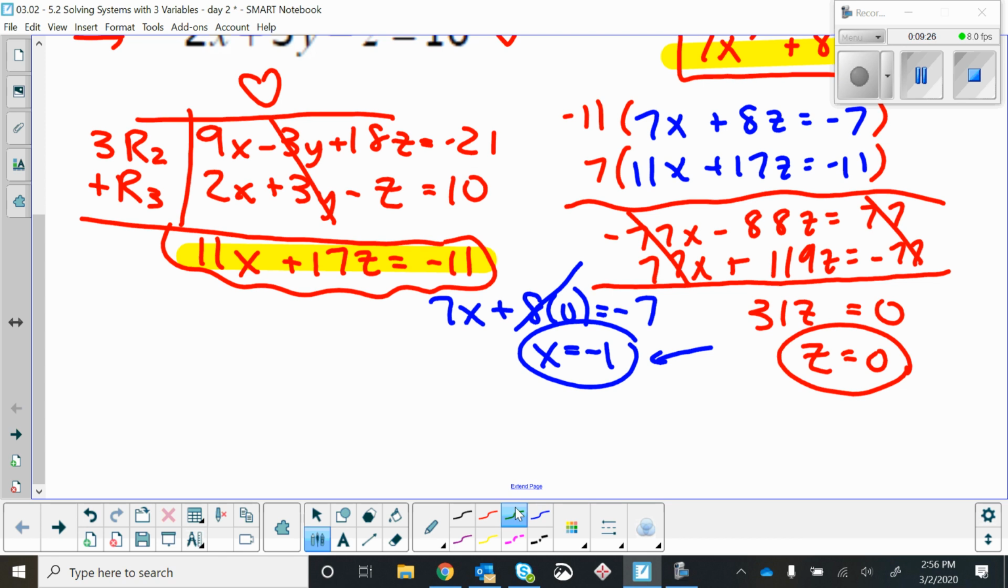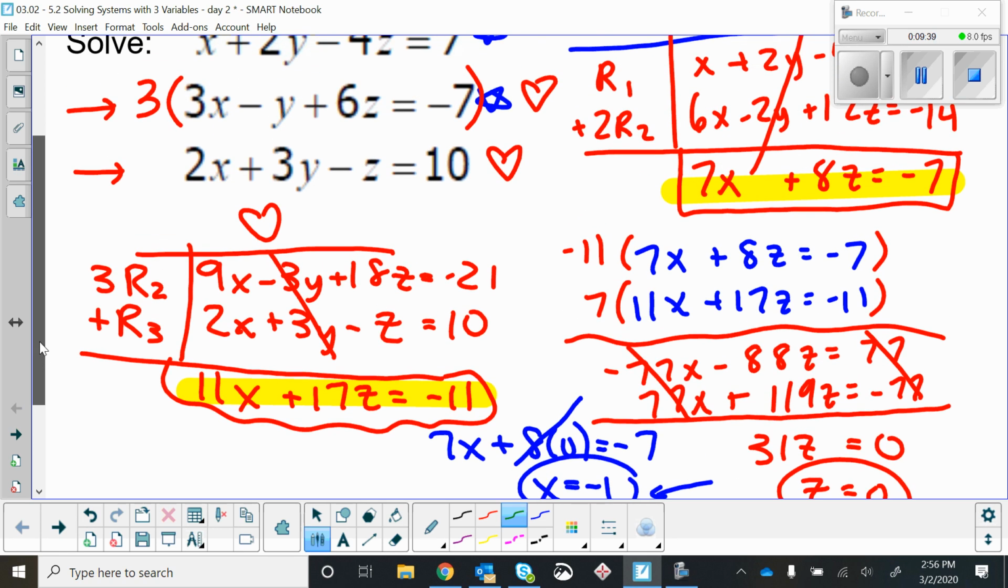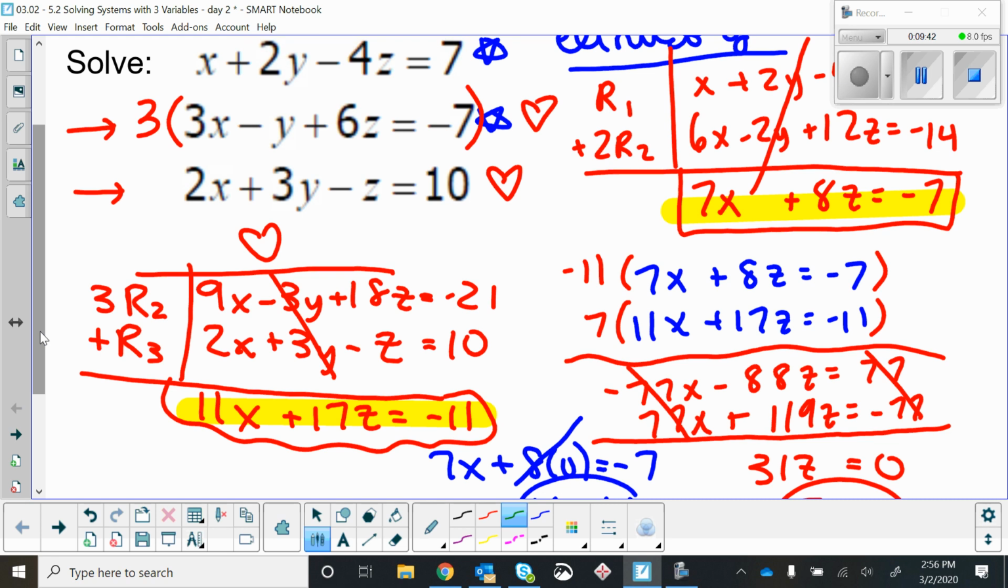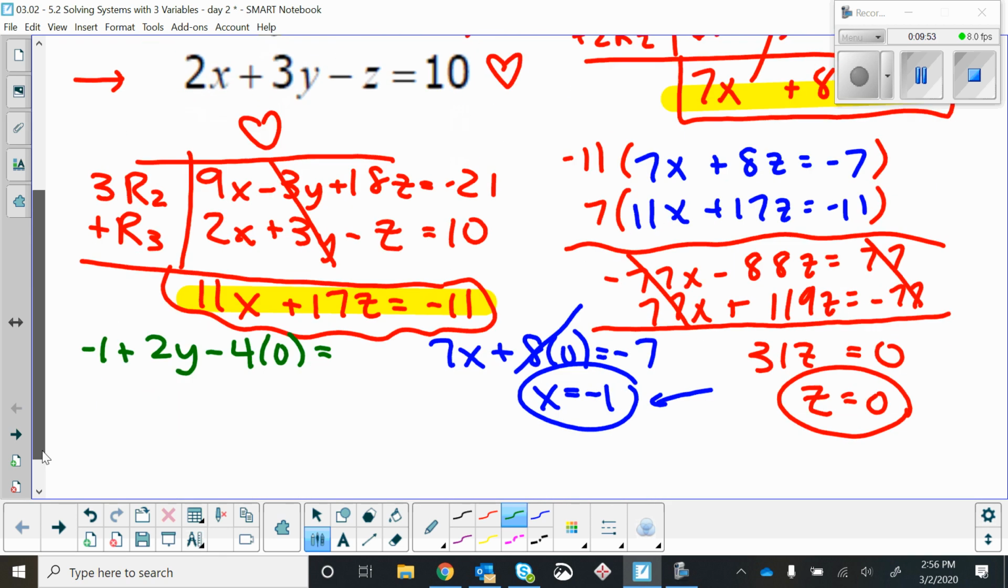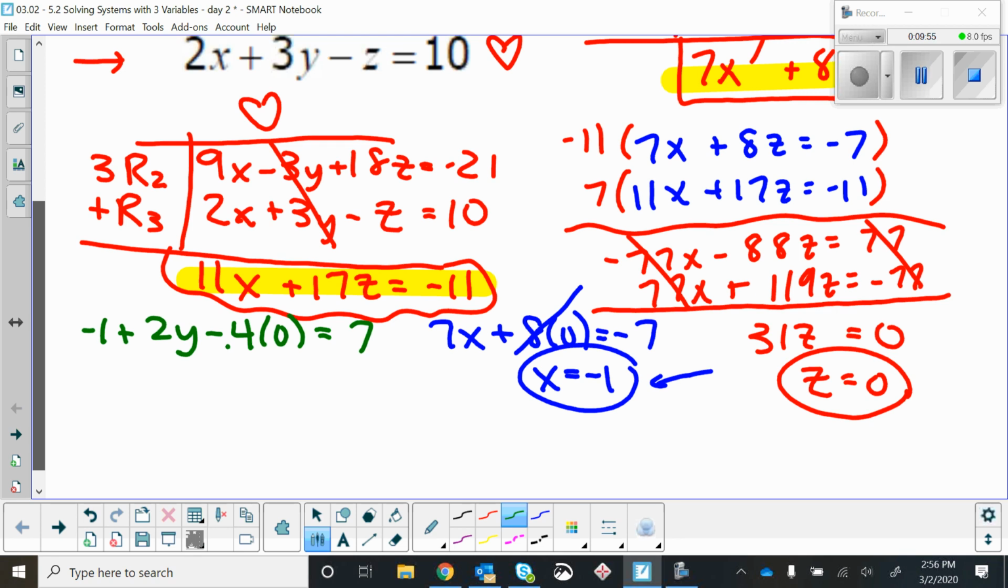And then now you take those two back to the original equation. It doesn't matter which one you do. You want equation 1, 2, or 3? 1. Okay. So looking at equation 1, x, which is negative 1, plus 2 times y, which we don't know, minus 4 times z, which is 0. We'll say z is 0 all day. Equals 7. This is gone. Add 1 to both sides. 2y equals 8. Y equals 4.